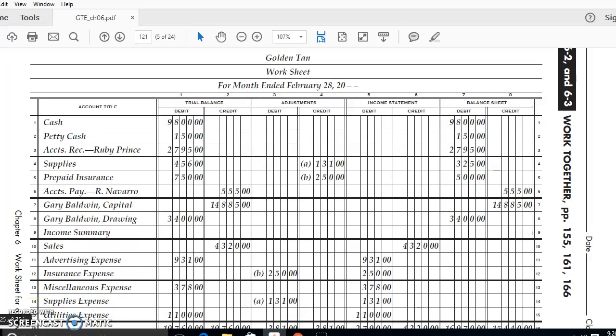Good morning. Before break, we were working on the work together and the on your own in Chapter 6, which is a financial worksheet at the end of a fiscal period. I wanted to review a few things with you before we got started today. Last week, we started a financial worksheet.